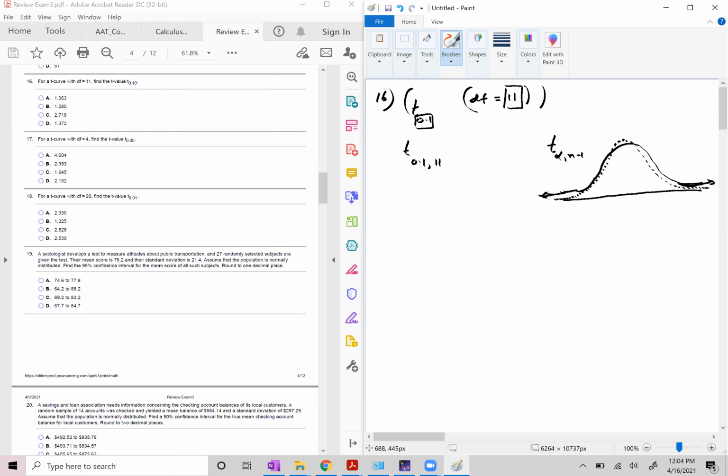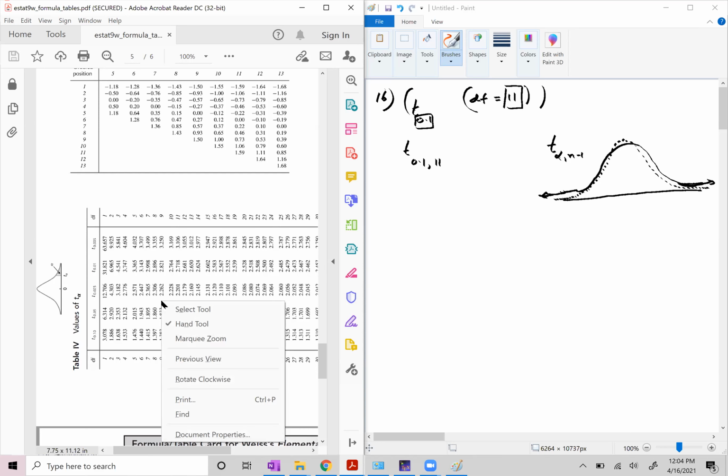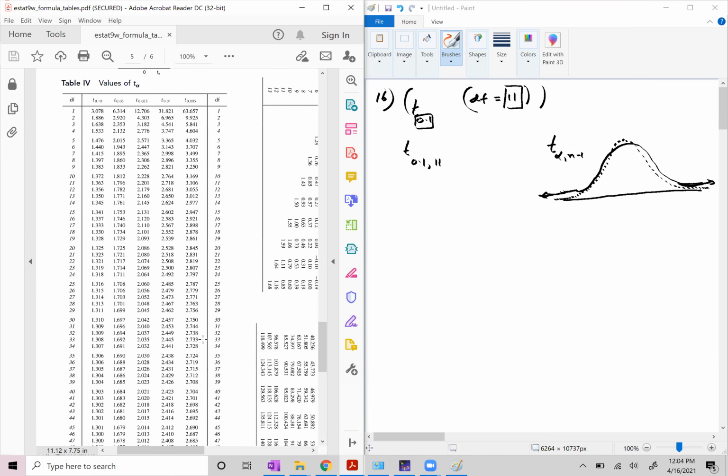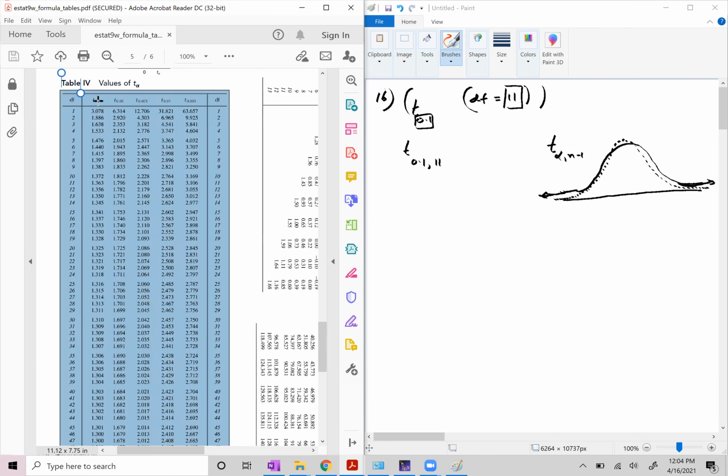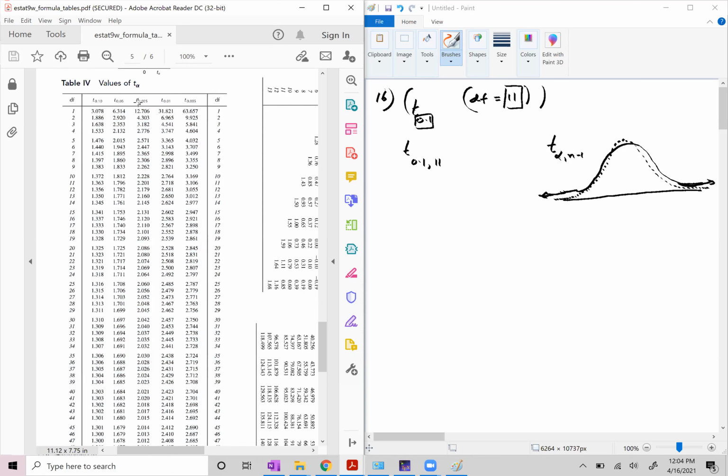But anyway, how to look up these t values in the table is very easy. Let me go to the t table. In your formulas and tables sheet you have the t table. Let me rotate it. Now it's much clearer. Here's the t table, and you can see the values t.1, t.05, t.025, t.01, t.005, and so on, and then there's the degrees of freedom column.